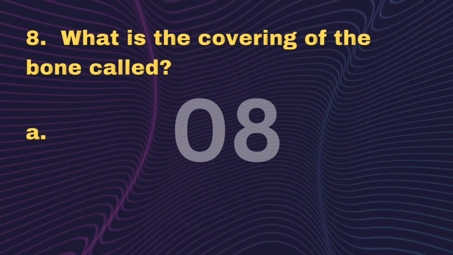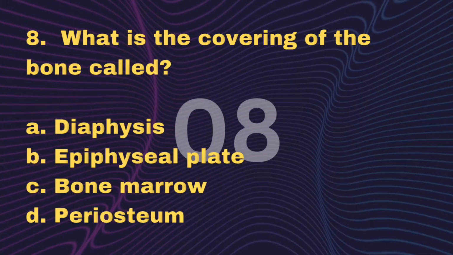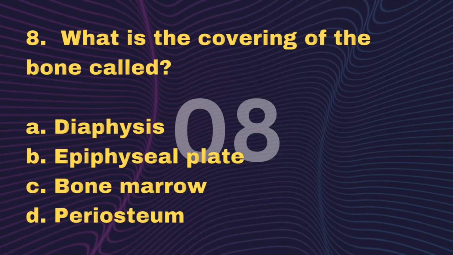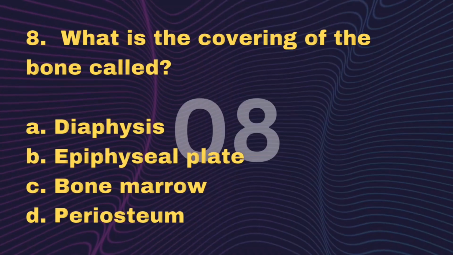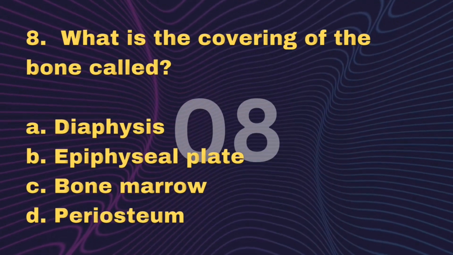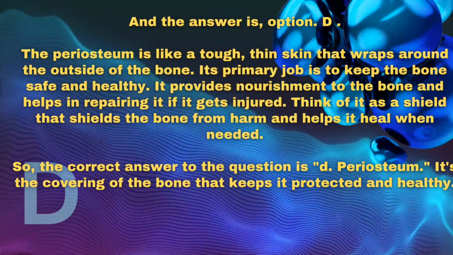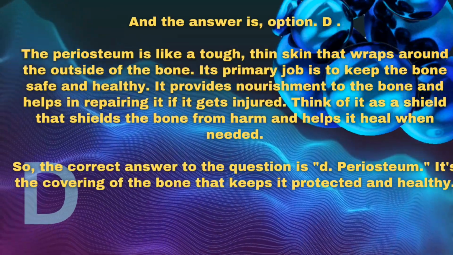What is the covering of the bone called? A. Diaphysis. B. Epiphyseal plate. C. Bone marrow. D. Periosteum. And the answer is option D.